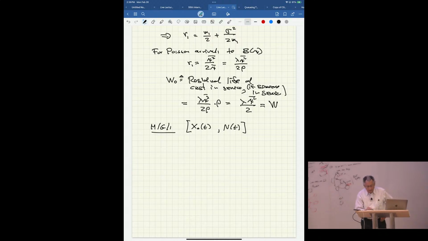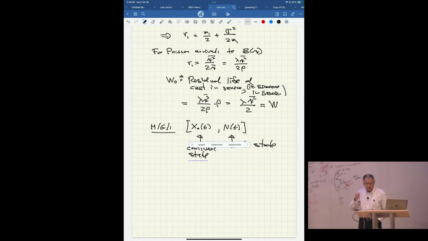But I need to know how long the guy's been in service. Why? Because that'll affect the statistics of how long he's going to remain there. And we've mentioned this before. This is a 2-dimensional state description. This is a discrete state, and this is a continuous state, namely the values it takes on, in one case continuous, the other discrete.